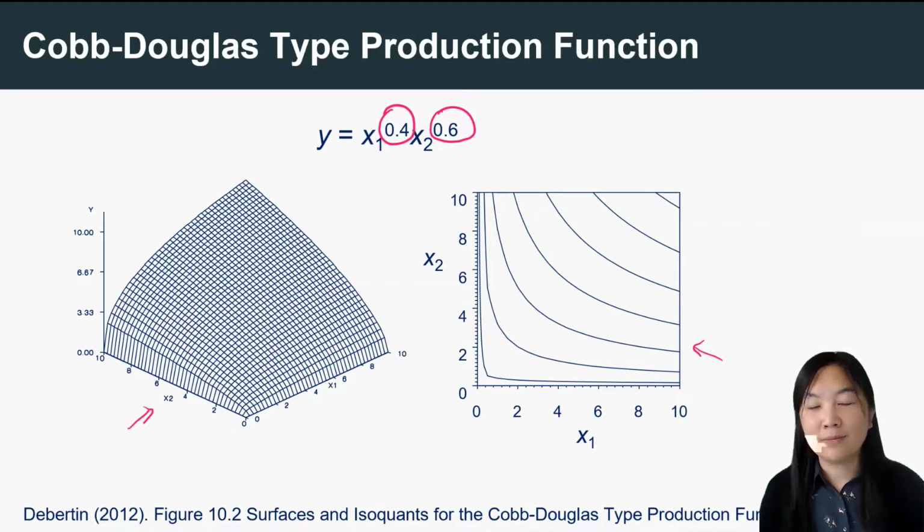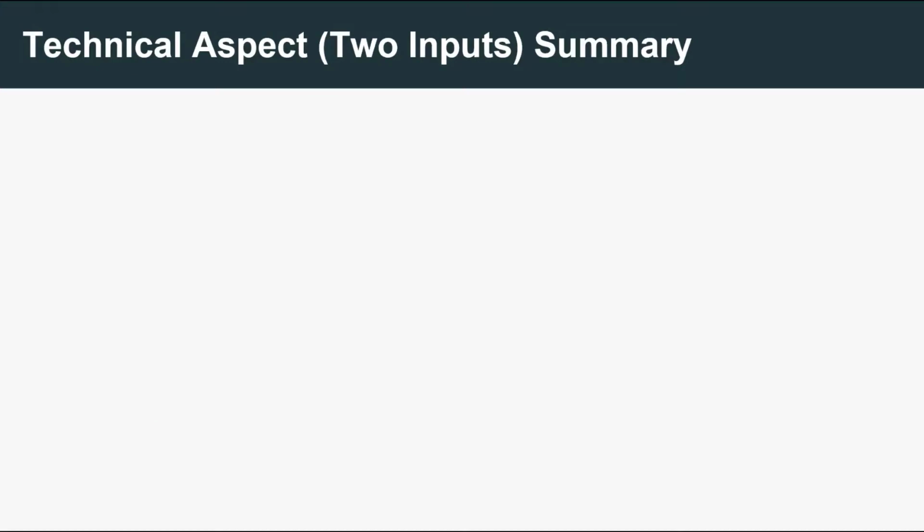And I'm hoping that you will realize that if you have a Cobb-Douglas function, or a little bit more general, a homogeneous function, then those profit maximization problems will become easier. We have a little bit of time left. Let me give you a summary of what's covered under the technical aspect of two inputs. And this is the content of lecture 9, 10, and today's lecture 11.